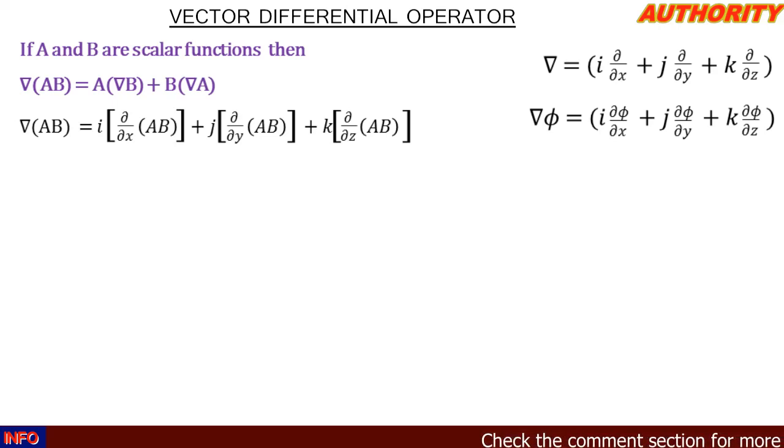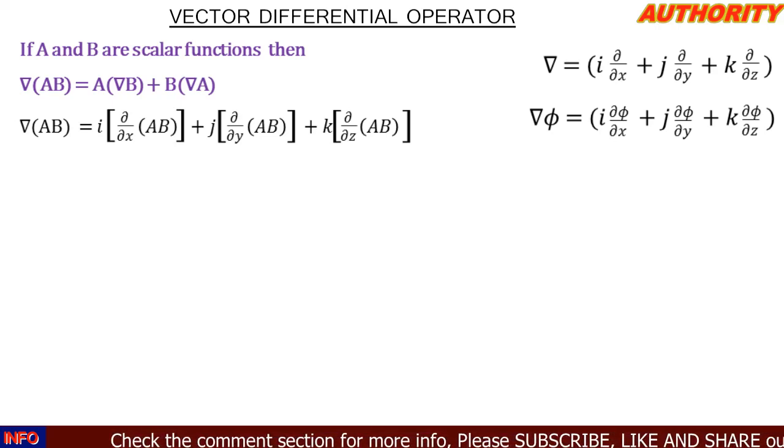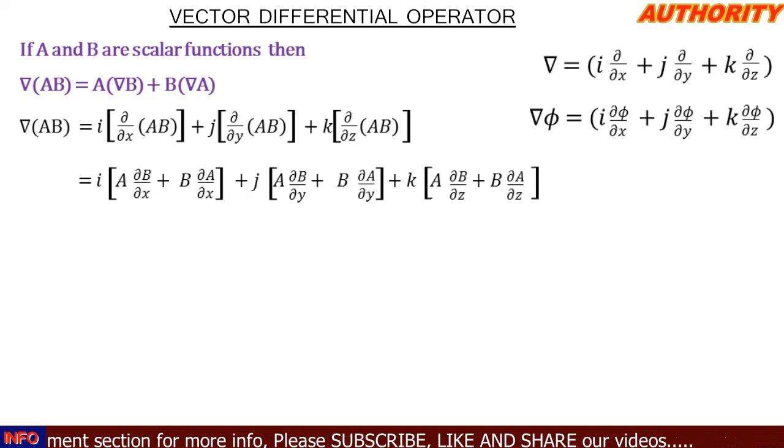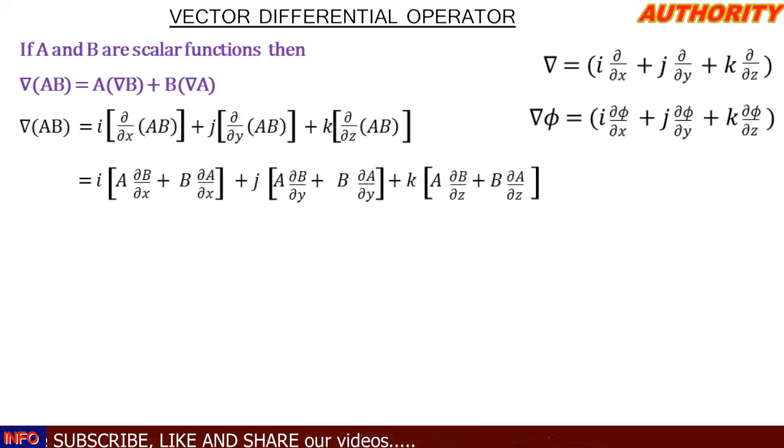Now look at this. Inside this bracket we have the partial derivative of AB with respect to x. Going with product rule, we are going to have A multiplied by the partial derivative of B plus B multiplied by the partial derivative of A. Yes, that is product rule. On i component, we have A multiplied by the partial derivative of B with respect to x plus B, the partial derivative of A with respect to x.